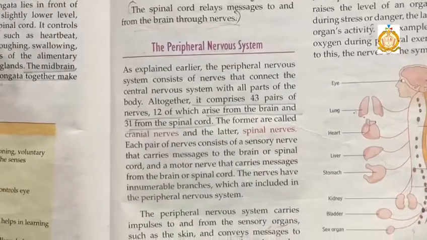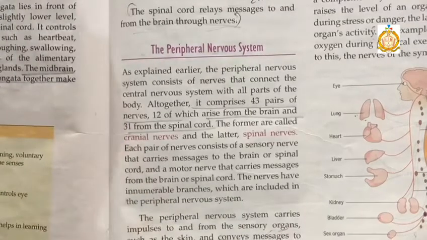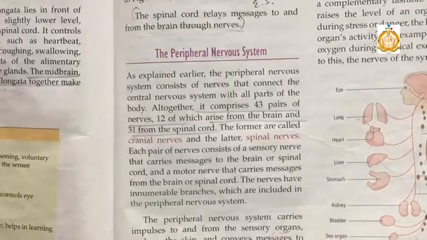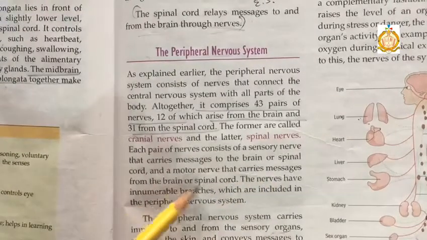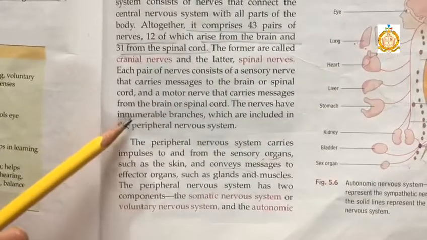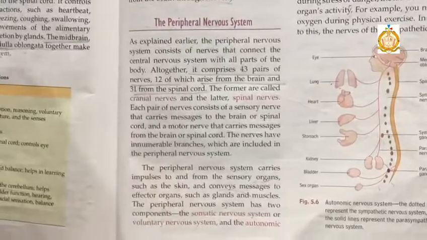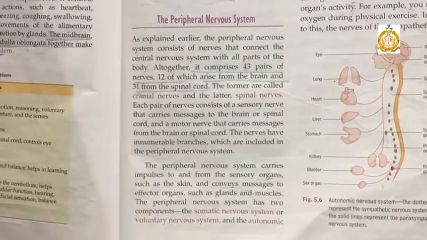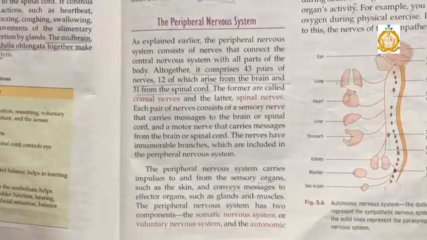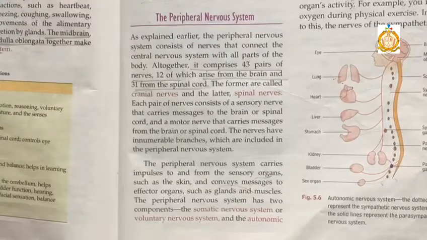Each pair of nerves consists of a sensory nerve that carries the message to the brain or the spinal cord from the effector organ, as well as a motor nerve that carries the message from the brain or the spinal cord to the effector organ. The nerves have innumerable branches which are included in the peripheral nervous system. The peripheral nervous system carries the impulse to and from the sensory organs to the brain, as well as conveying messages from the brain to the effector organs too.